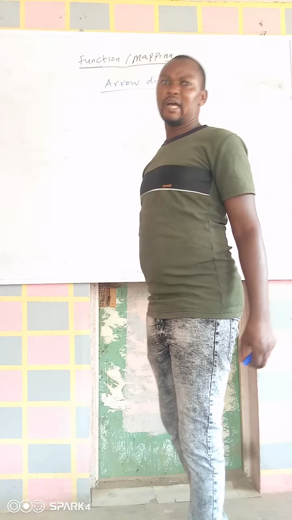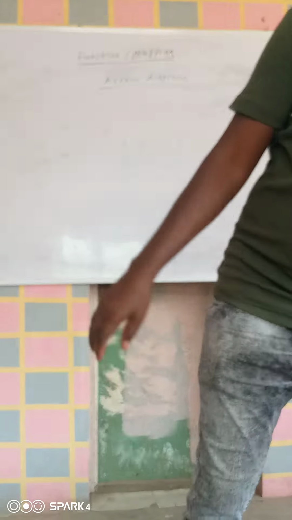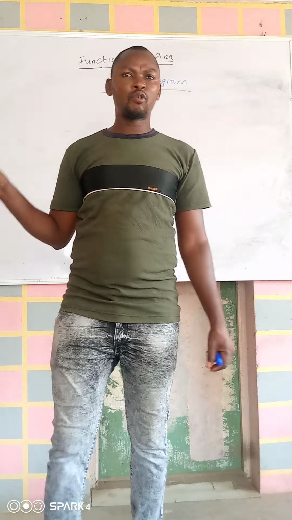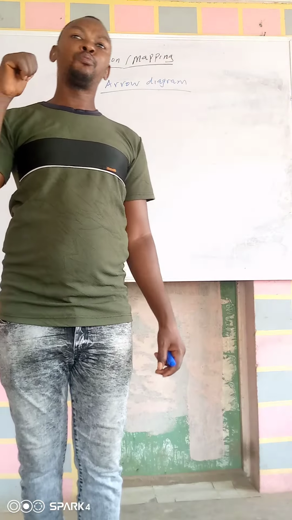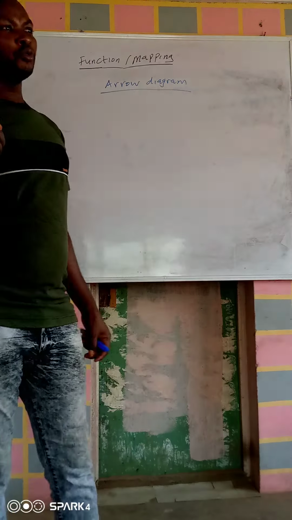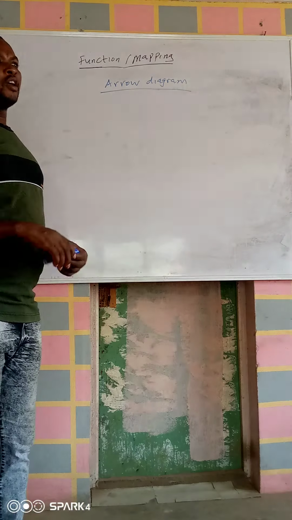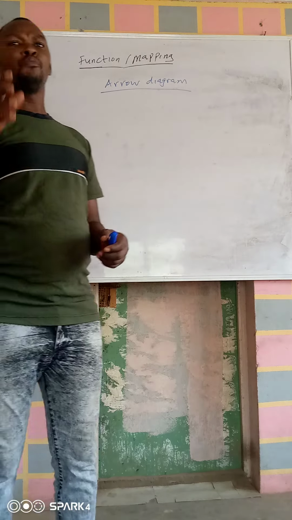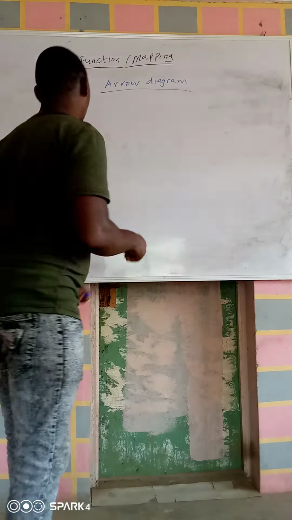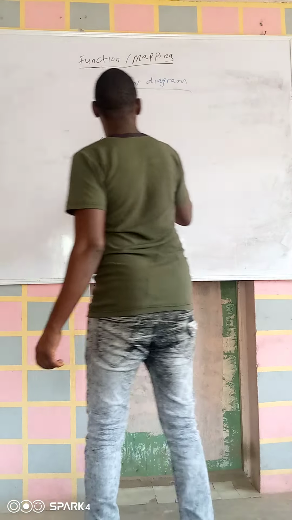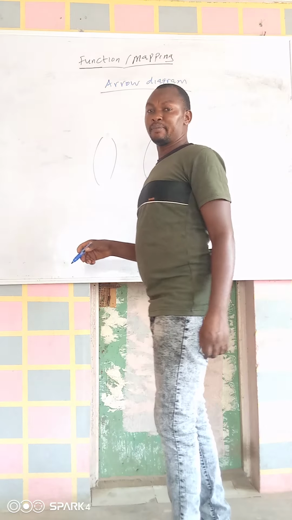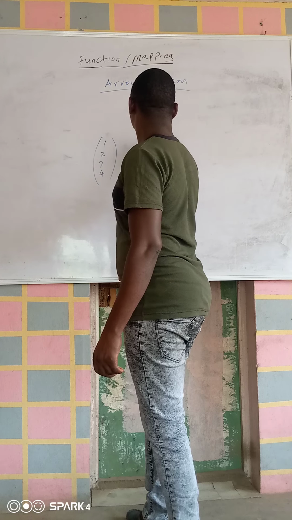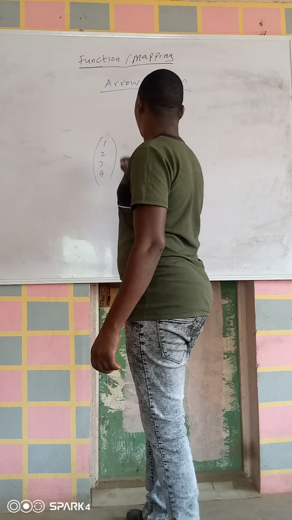Also, all the values at the domain must be able to produce an image. Although we can have some values at the codomain that are unable to pair. This arrow diagram represents a function. This one has 1, 2, 3, 4 and 5, 6, 7, 8, 9. Look at this.